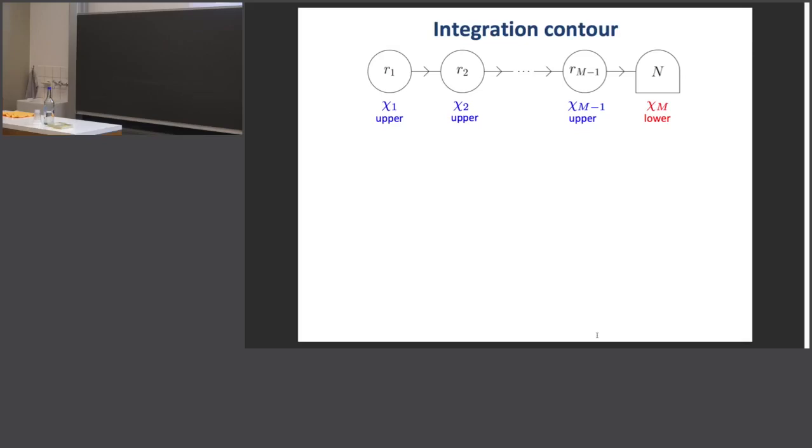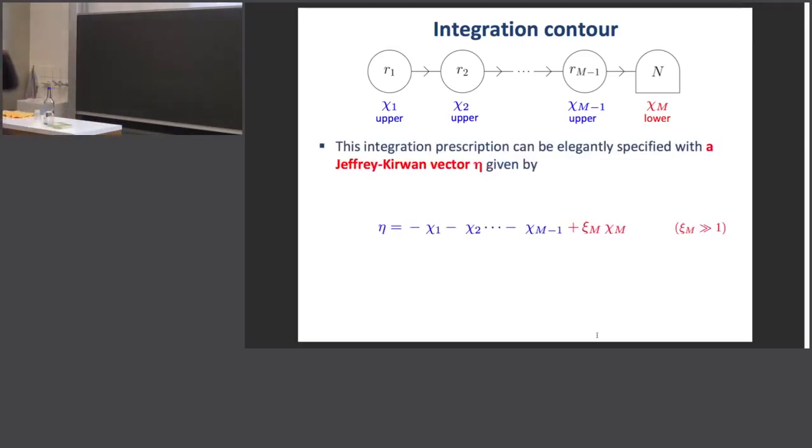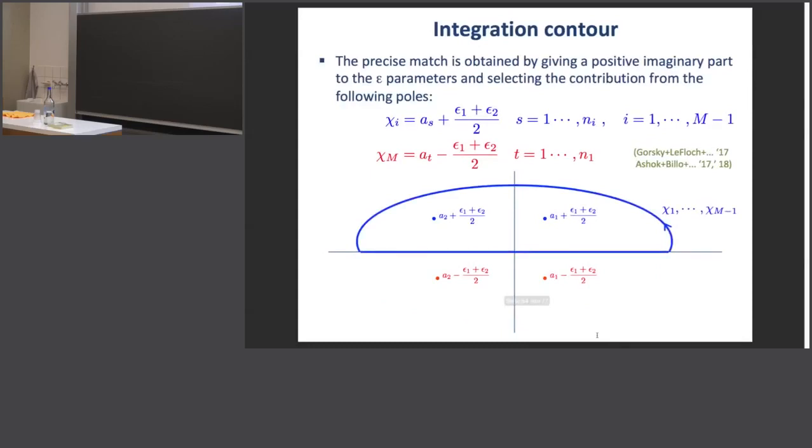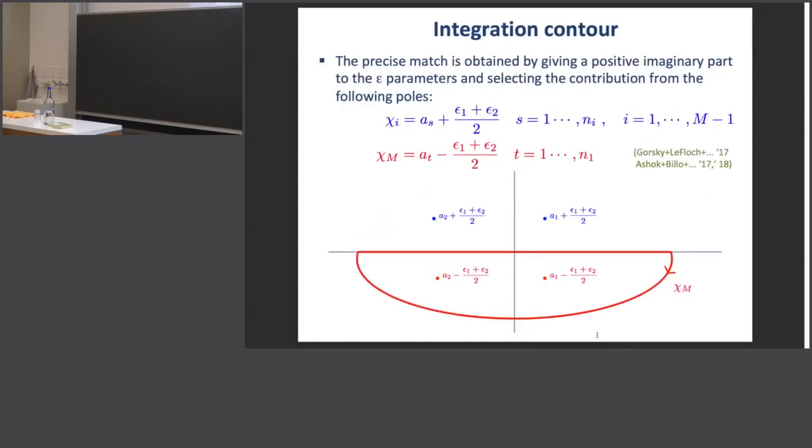There is a very nice way of giving this cookbook recipe, namely by introducing a Jeffrey-Kirwan reference vector eta, which in my convention corresponds to write this combination. If you write the Jeffrey-Kirwan vector eta in this form with the parameter psi much bigger than 1 with these signs, then you precisely get these contour prescriptions.